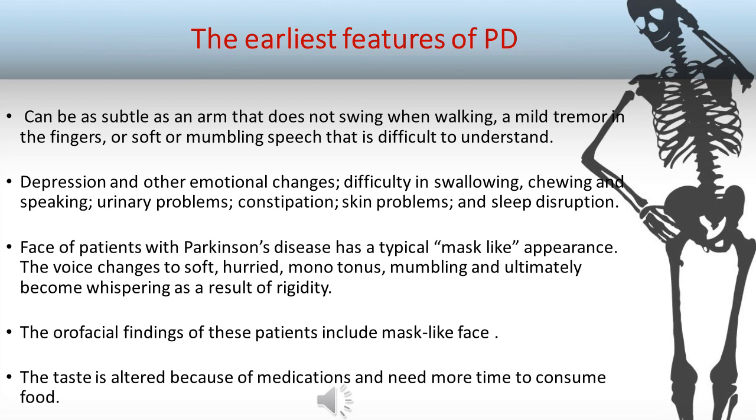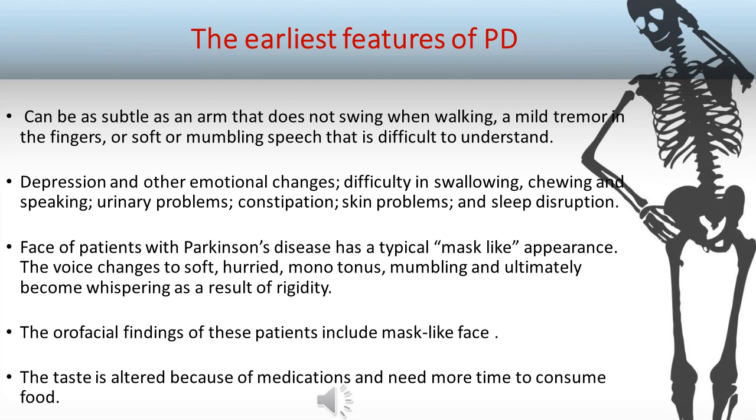Other features may include depression and other emotional changes, difficulty in swallowing, chewing, and speaking, urinary problems, constipation, skin problems, and sleep disruption. The face of patients with Parkinson's disease has a typical mask-like appearance due to reduction in the movements of the small facial muscles. The voice changes to soft, monotonous, mumbling, and ultimately becomes voiceless as a result of rigidity.